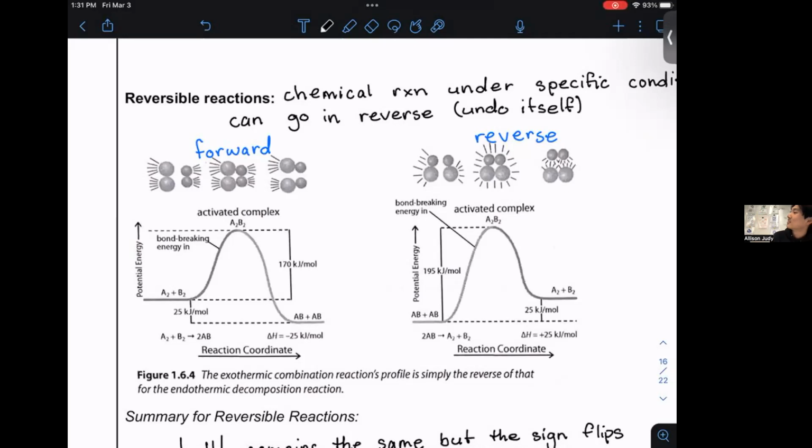Is a reversible reaction considered equilibrium? Yeah. Equilibrium is going to be very, very important in units 7 and 8. So get excited for that.